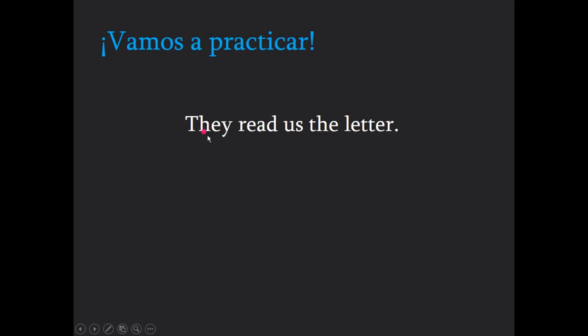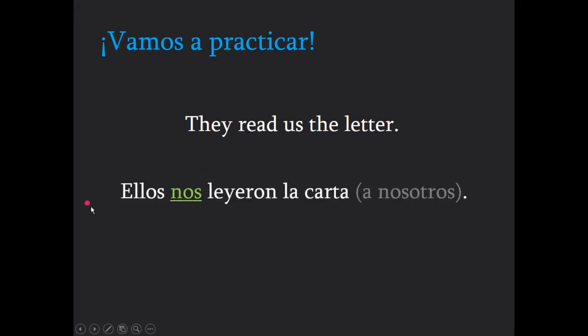And if you remember, the verb to read in Español, leer, and they read, do you remember it? It is the word leyeron. So let's look at the Spanish version. Ellos nos leyeron la carta. There's our word they read, leyeron, and our indirect object pronoun nos comes in front of it.